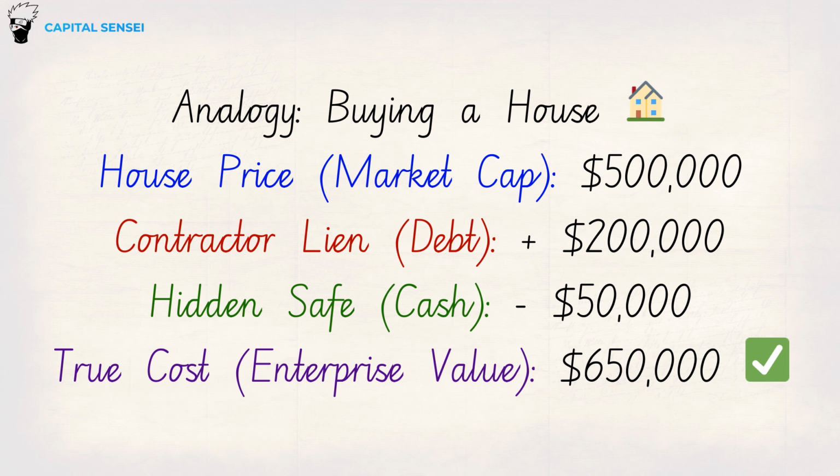But during the inspection, you discover a hidden safe in the basement with $50,000 in cash. That's the company's cash. So your true all-in cost for the house is $500,000 plus $200,000 minus $50,000, which equals $650,000. That's the enterprise value of your new house.